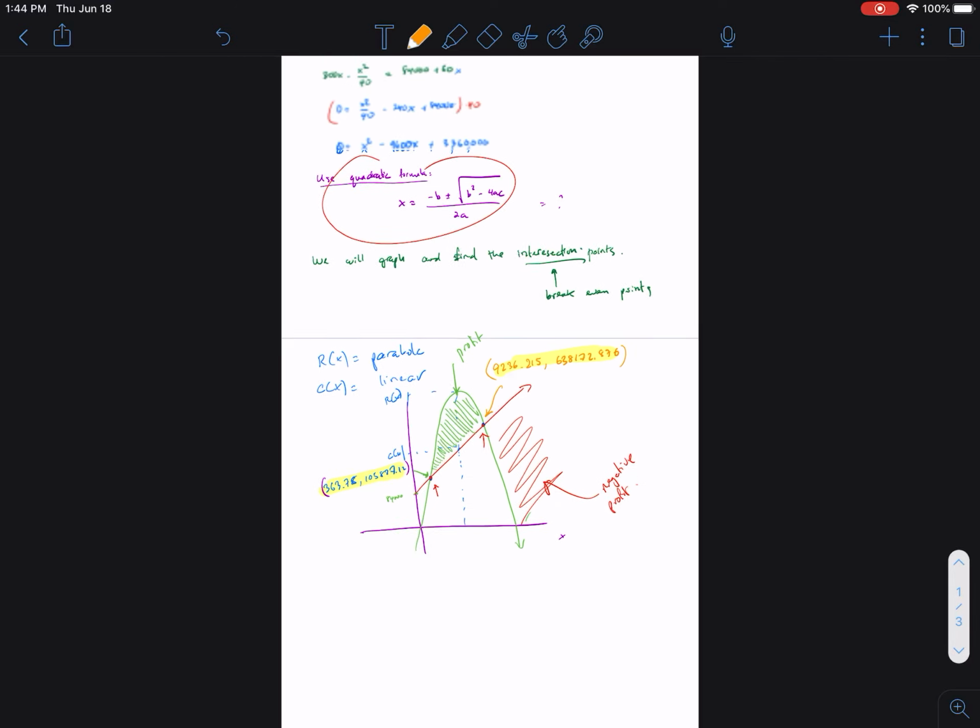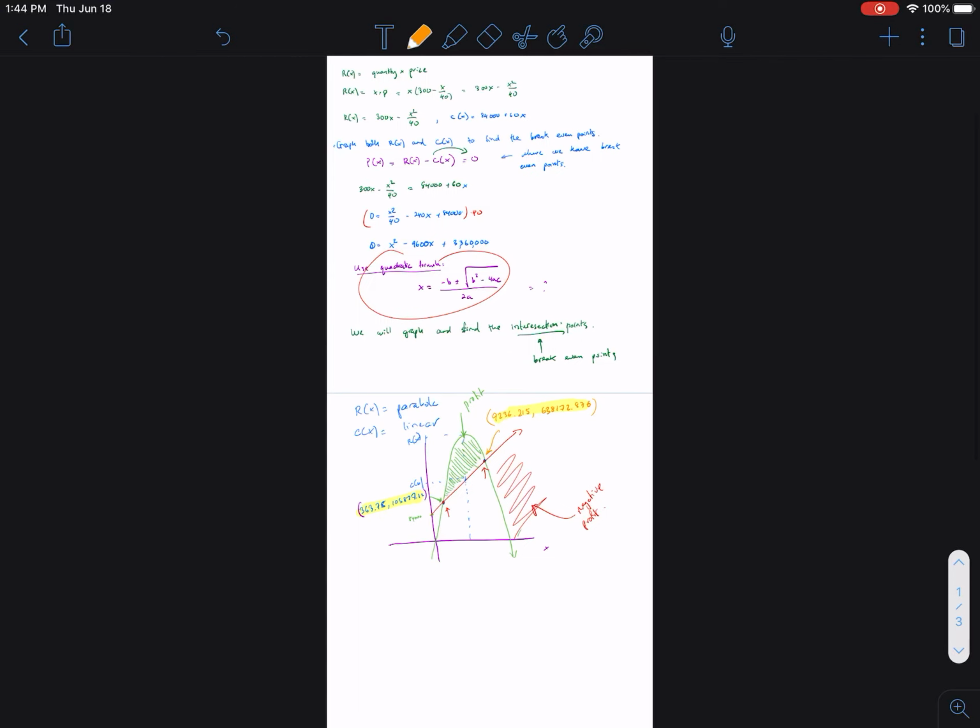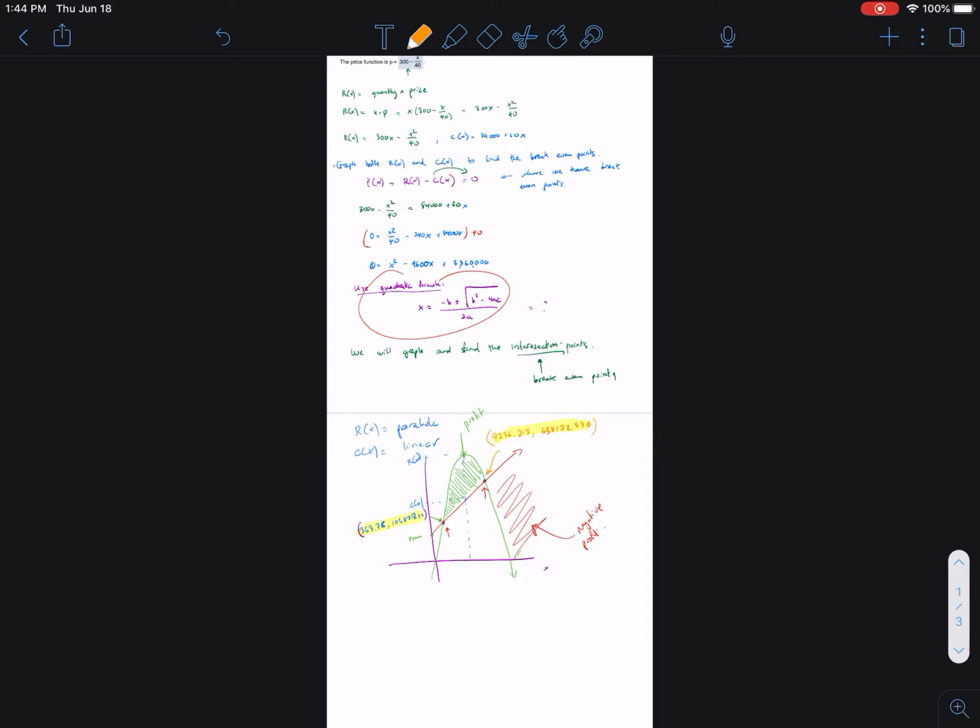Okay, so that's how you use Desmos for a large graph like this. You have to zoom in and out until you can see the intersection point.